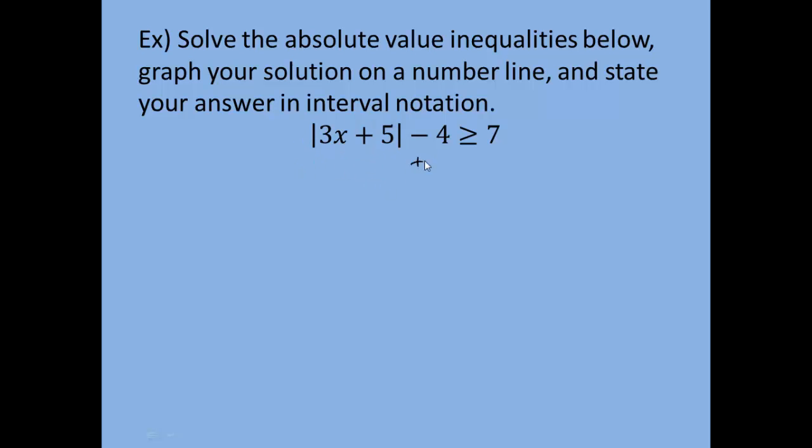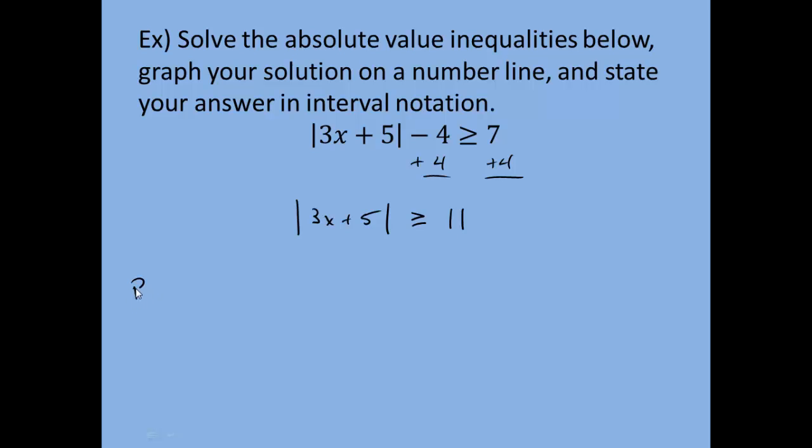So to start, I'm going to add 4 to both sides. And add 4 here. If the absolute value was already isolated, you wouldn't have to do this step. So we're going to end up with the absolute value of 3x plus 5, these 4's cancel, is greater than or equal to 7 plus 4, which is 11. Now this is a greater than inequality. The equal sign in there means use greater than or equal to, but you're still following the rules for greater than.